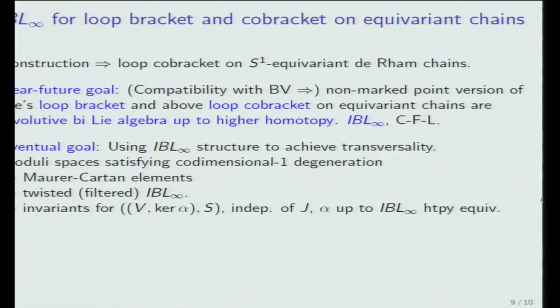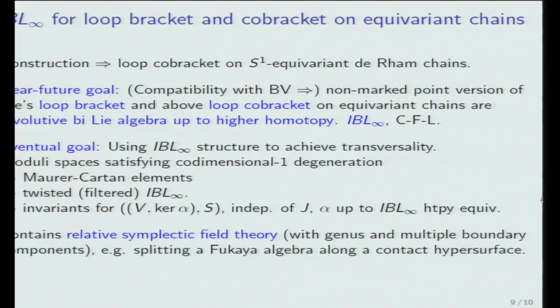The eventual goal is to use this IBL-infinity structure to achieve transversality inductively. And the moduli space in the codimension 1 degeneration picture will satisfy this Maurer-Cartan equation. I can twist this IBL-infinity structure, filtered by energy. And hopefully this will yield an invariant for a pair, contact manifold and Lagrangian, independent of auxiliary choices and the contact form. This contains relative SFT. Even with genus and multiple boundary components, it will be relevant. For example, consider splitting a Fukaya algebra along a contact hypersurface, which is a superficial example.